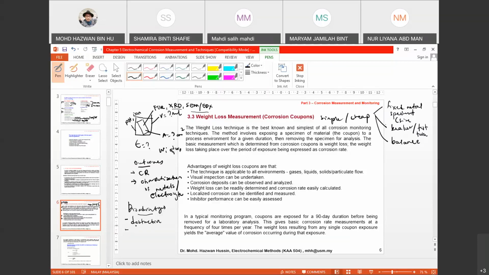What would be the other disadvantages? Anyone? I guess this is very important, very much related. Diana, what do you think? Environment, in terms of temperature.